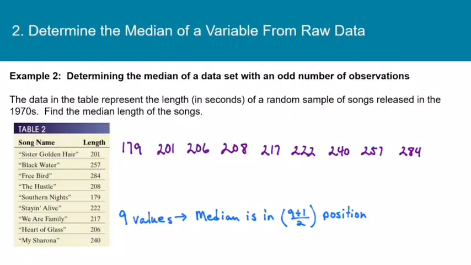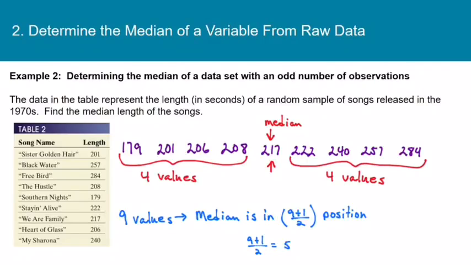The median is going to be the number that's in the (9 + 1)/2 position. Remember, we do (n + 1)/2. So 9 plus 1 is 10, 10 over 2 is 5. So we want the number in the 5th position: 1, 2, 3, 4, 5. That's our median. And again, notice that there are 4 numbers below it and 4 numbers above it.